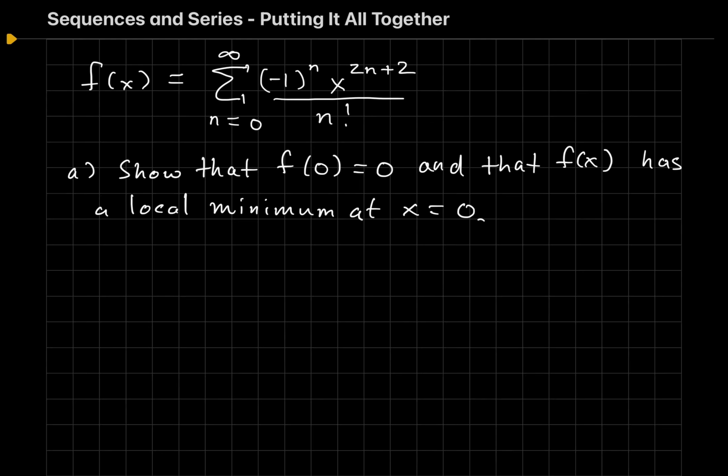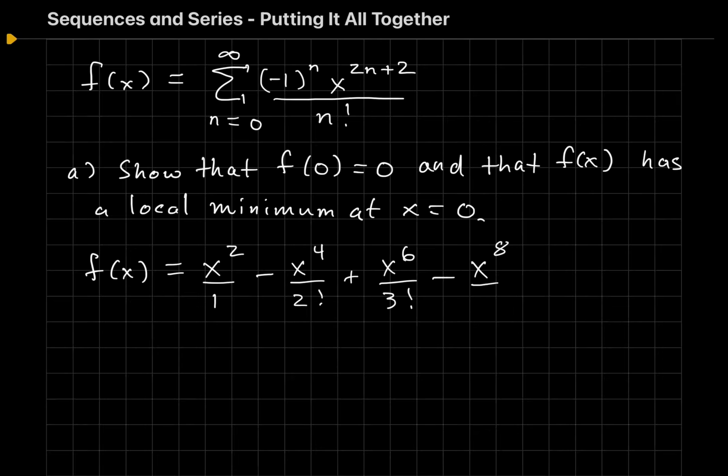So f of 0. What is f of 0? Let's write out f of x. Let's at least write out a few terms. So if I plug in n equals 0, I get x squared over 1 factorial, 0 factorial, which is 1. And then n equals 1, I get negative x to the 4th over 2 factorial. And then plus x to the 6th over 3 factorial minus x to the 8th over 4 factorial, etc.